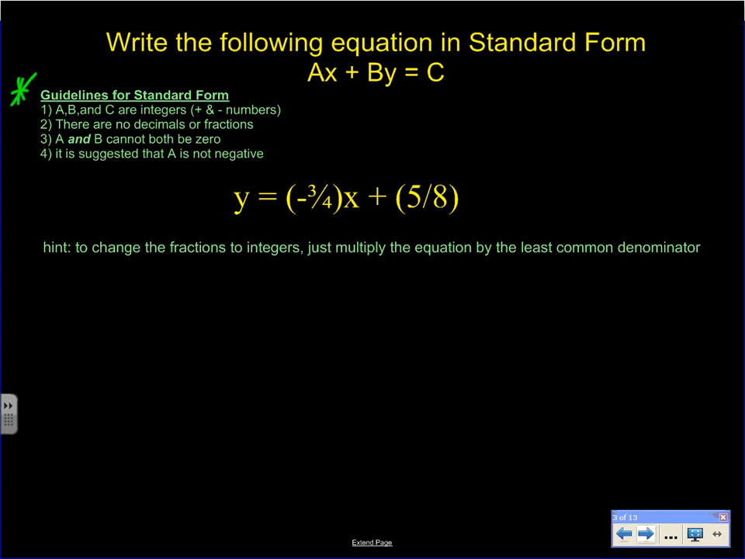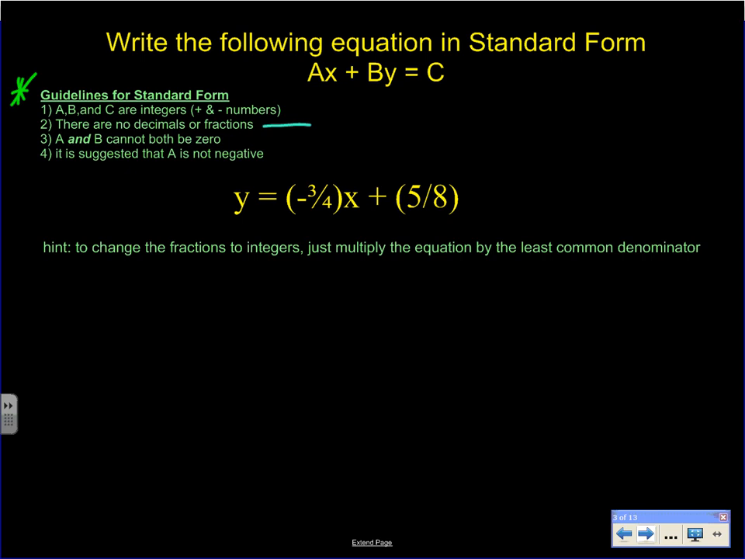So how are we going to do that? Well, let's look at number 1. It says A, B, and C are all integers. Step 2 says there are no fractions or decimals. These aren't really steps, they're kind of guidelines. So we're going to deal with guideline number 2 first, because when we deal with guideline number 2, we're going to clean up those fractions. We're going to make them into integers.